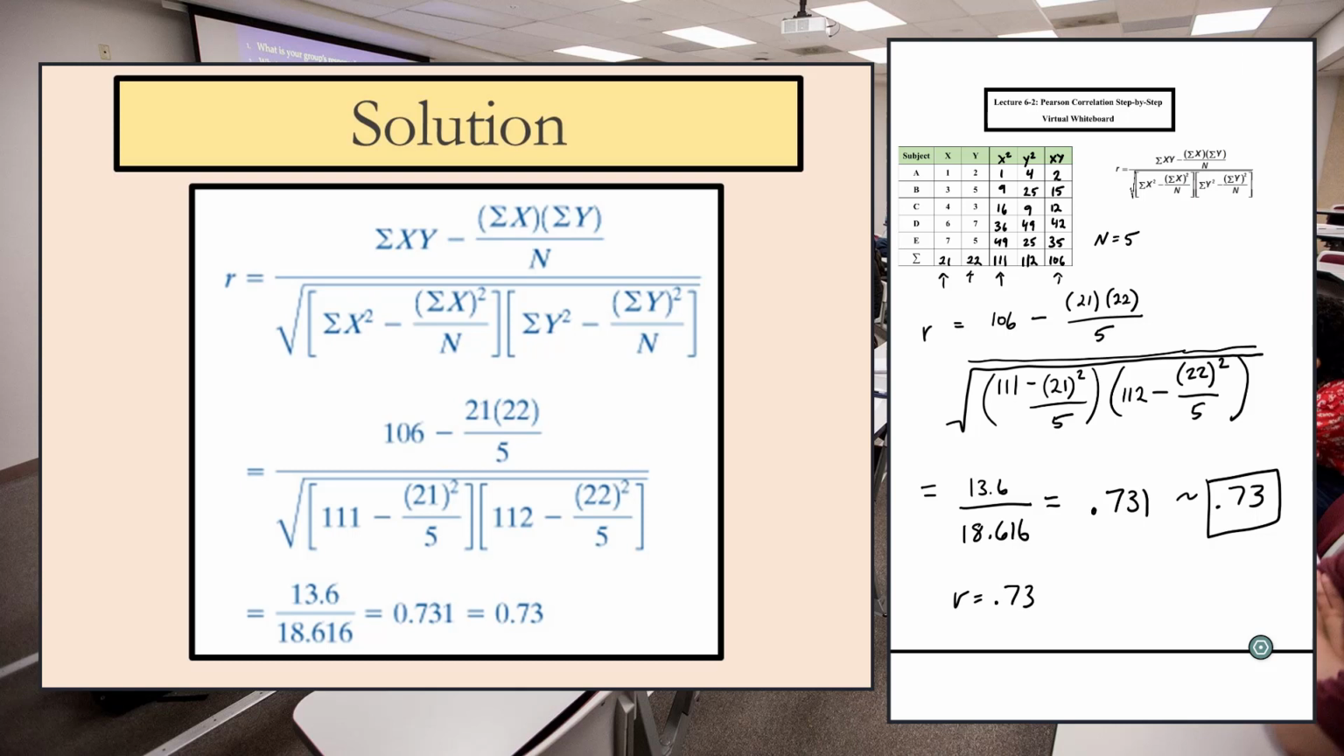One thing we might want to do in addition to this is to square R to figure out the proportion of variance in variable x explained by variable y, or you could say variance explained in y by x. So R squared, if you square 0.731, you get 0.5343. Actually 0.44 if you round. So that means 53.44% of the variance is explained.